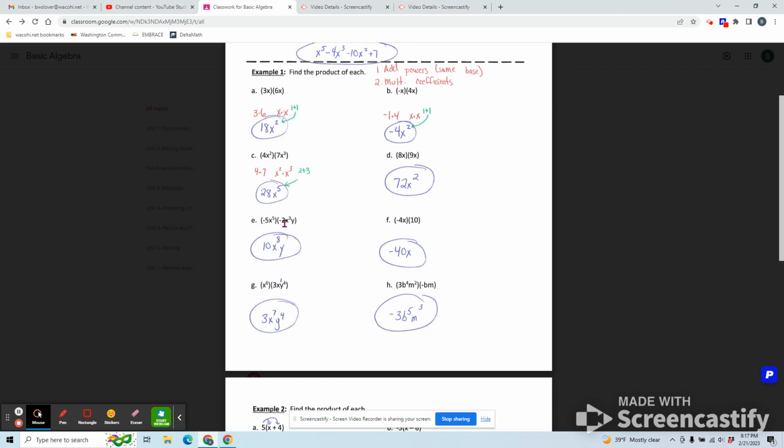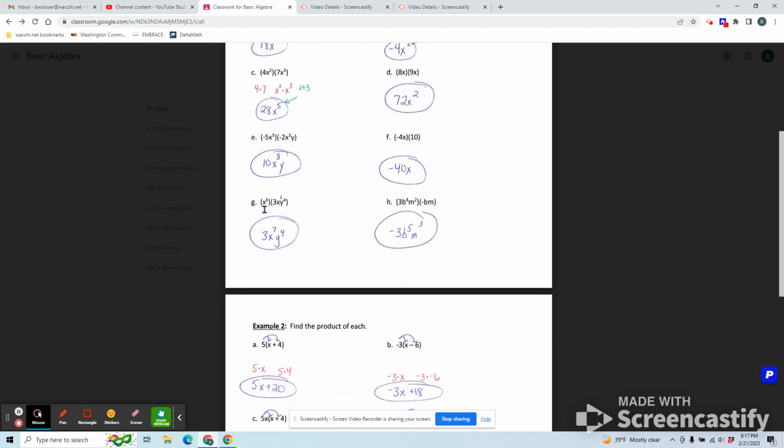Okay, I can see something similar on letter G. My coefficient of the first set of parentheses is just a 1, and then times 3 is 3. I have an x to the sixth and an x. Remember, there's a 1 there, so I put a 1, even though it's not printed. I did 6 plus 1 to get x to the seventh, and then the y to the fourth is just there because it doesn't have any other y's. So after I multiply, I get 3x to the seventh, y to the fourth. So those are multiplying monomial times monomial.